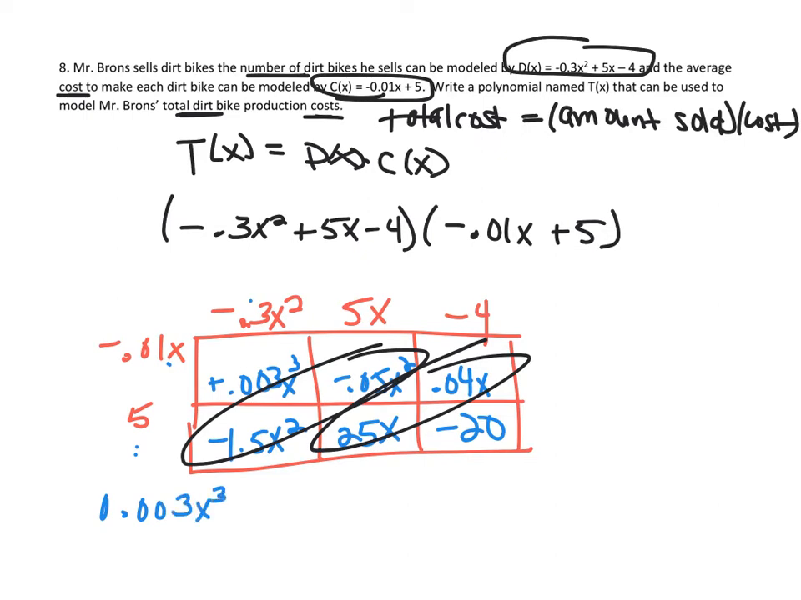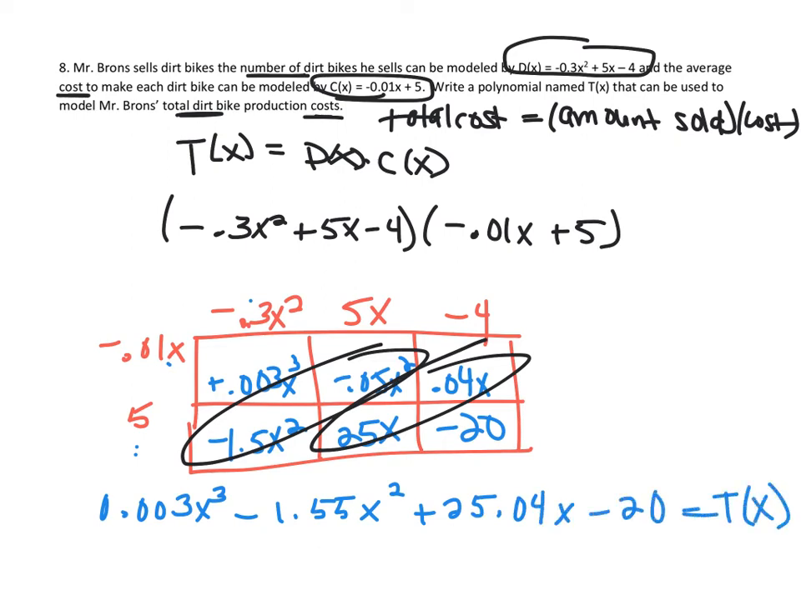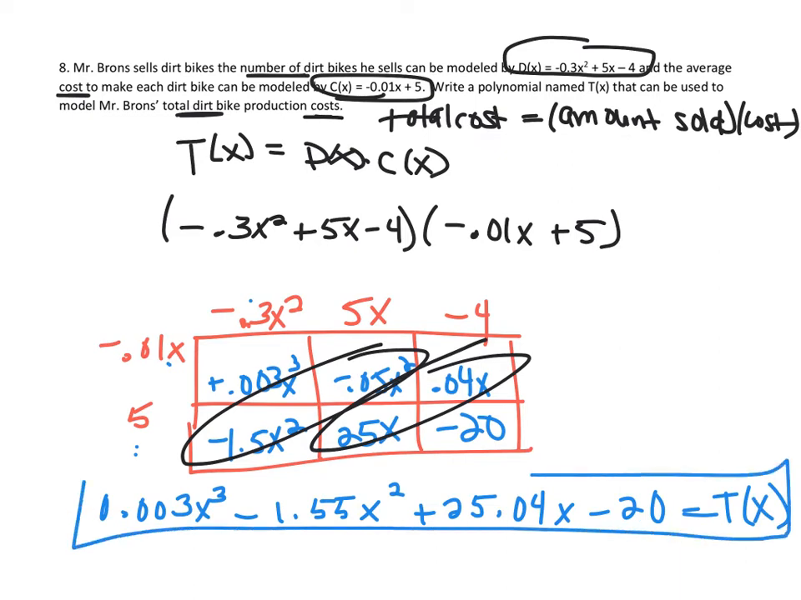Remember, your diagonals do combine here, and your final answer is 0.03x cubed minus 1.55x squared plus 25.04x minus 20. This is t of x, which represents the total cost of all your dirt bikes times the cost of each dirt bike.